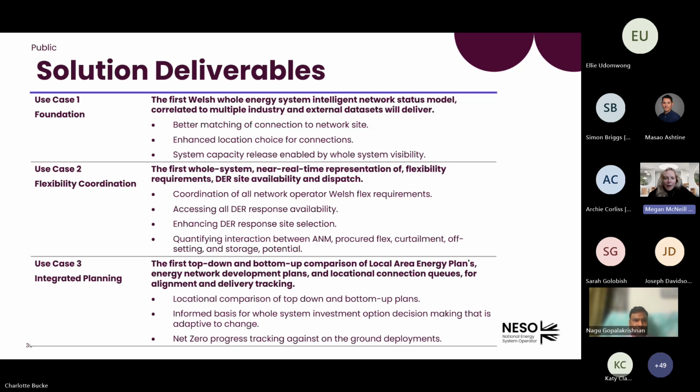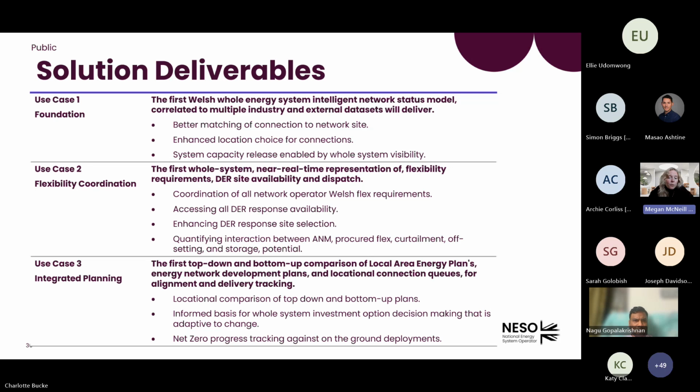Many people have looked at the tech register and ingested the tech register and embedded capacity register, but how can we visualize that in one place? That is what use case 1 is doing. It is the foundation model where we are combining all of the network data, so the electricity network and the gas network, with a connection queue. And as the name suggests, it's also a foundation for delivery of the other use cases, which I'll talk about.